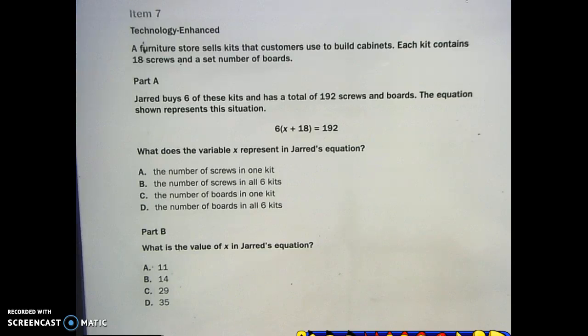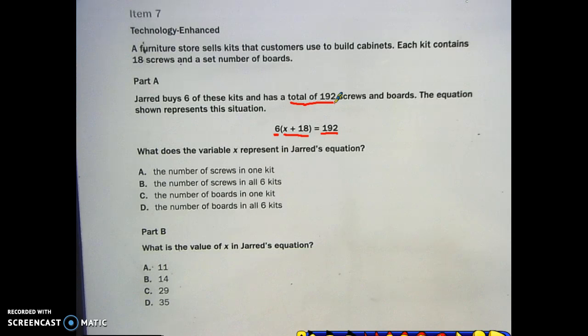Number 7, a furniture store sells kits that customers use to build cabinets. Each kit contains 18 screws and a set number of boards. Part A. Jared buys 6 of these kits and has a total of 192 screws and boards. The equation shown represents this situation. So this equation says that 6 kits have X plus 18 screws, and the total is 192. Anytime you see total in a word problem, that is a very good indicator that that's going to be what your equation is equal to.